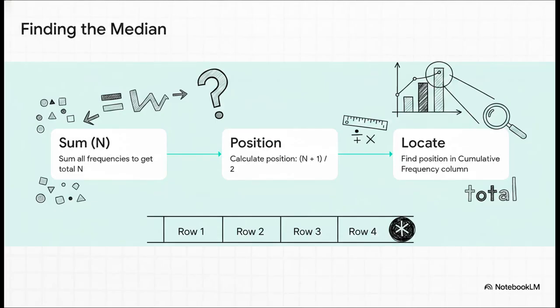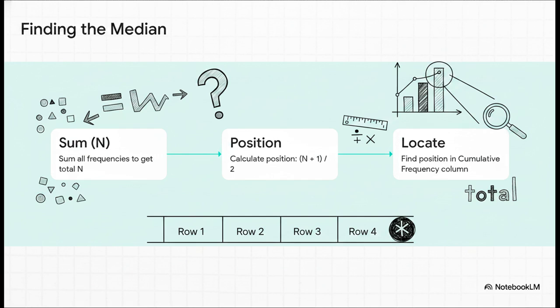First, we sum those frequencies to find our total n. 12 plus 20 plus 23 plus 65 equals exactly 120 total students. Next, we locate our target position. 120 plus 1 is 121. Divide that by 2, and we get 60.5. So we are hunting for the 60th and a half position.